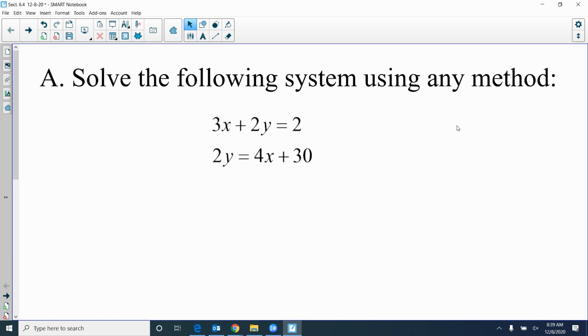Oh, Christian, let me see. Wait a minute. Is it just undefined? I don't know how I got 80 and negative. It's undefined. It's gotta be, because 2y equals 4x plus 30 and 2y equals negative 30 plus 2. What's that? Undefined. 2y can't equal the same.